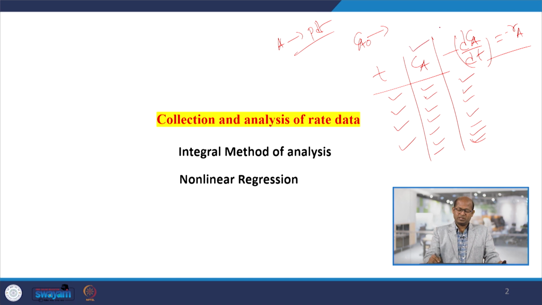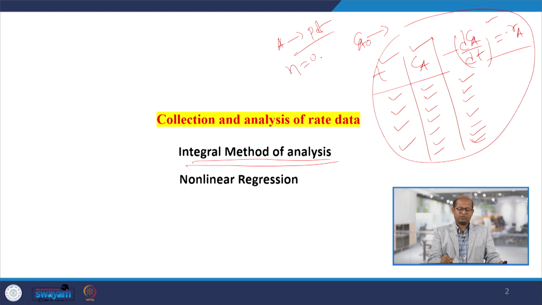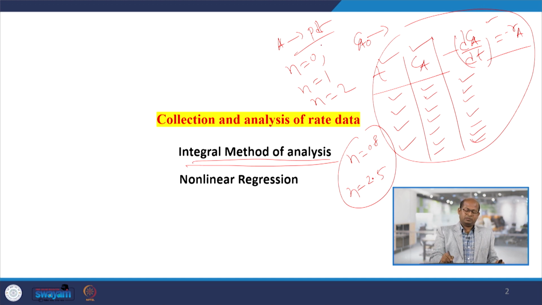Now we have this concentration and rate data with respect to different times. Differential method of analysis we have discussed. Now the integral method of analysis. In the integral method, the reaction order can be 0 order, first order, second order, or any fractional order like n equals 2.5. First one by one, 0 order, first order and second order, considering the rate equations, how to evaluate the reaction rate constants.